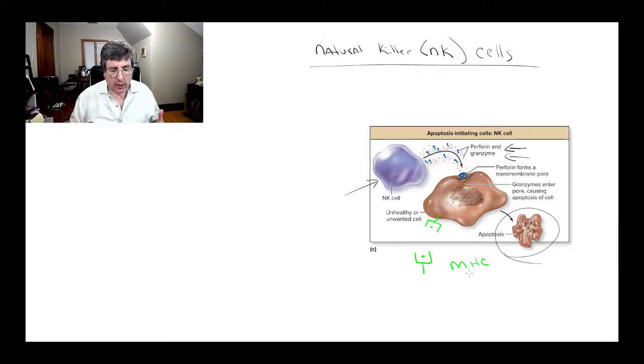Go look at that one. There's going to be MHC type 1 and type 2. We'll worry about those later. So that's it for the natural killer cells. We might do inflammation next or something, so stay tuned.